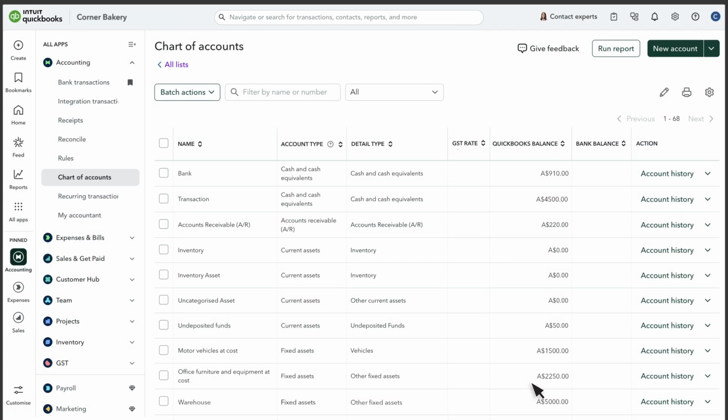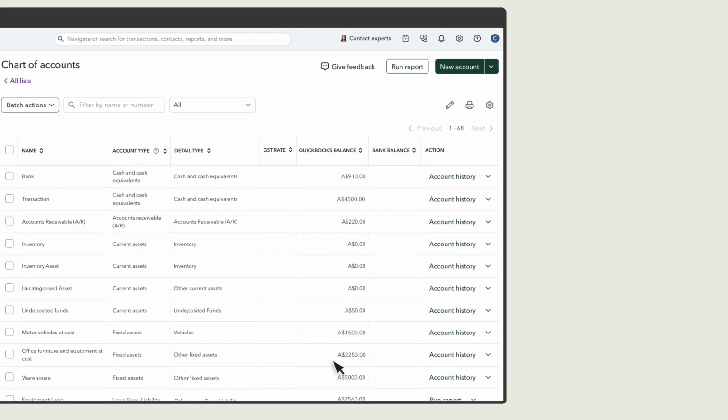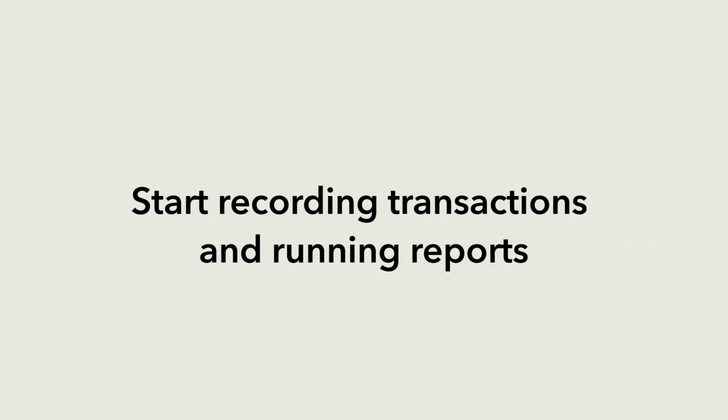Now you have a basic understanding of what the chart of accounts is and how it affects your transactions and financial statements.